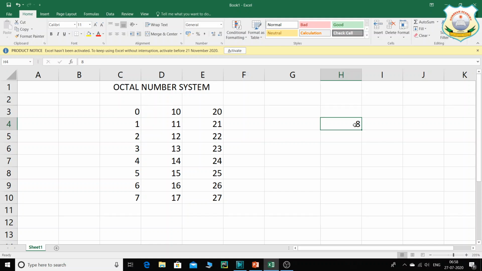Now please understand, for decimal to binary, we divided by 2. For decimal to octal, we are going to divide by 8. The base value is 8. So if I divide by 8, 8 ones are 8. What is the remainder? That is 0. And then 1 again is not divisible by 8. So what is going to be?